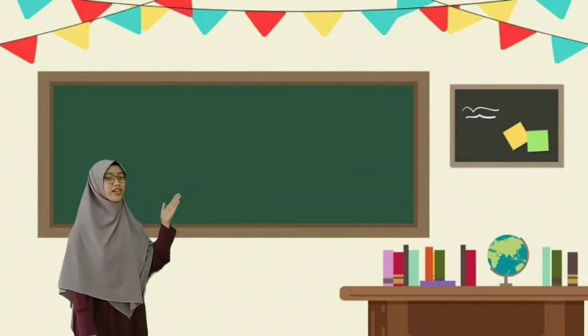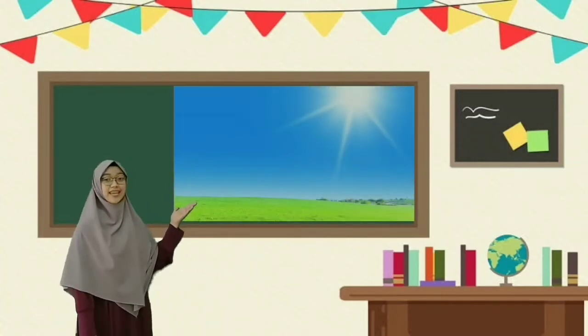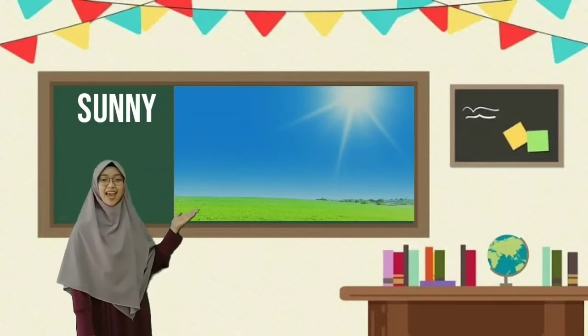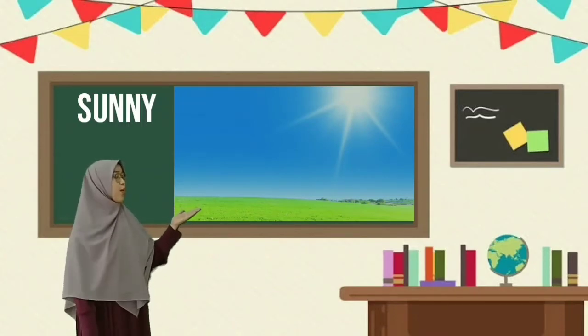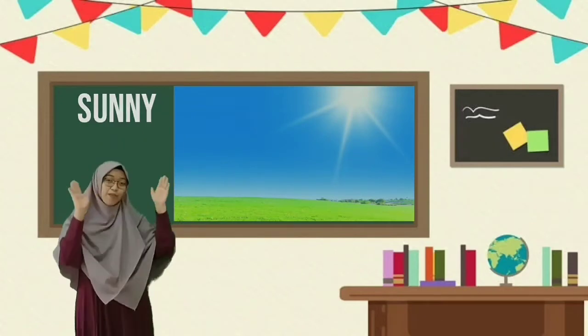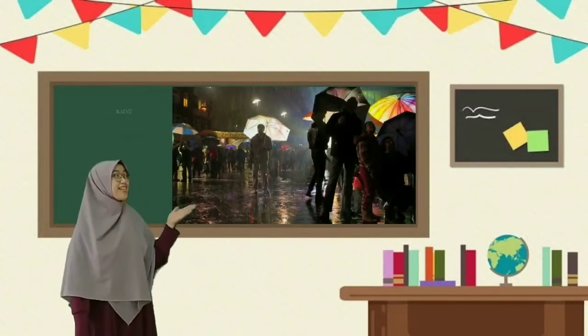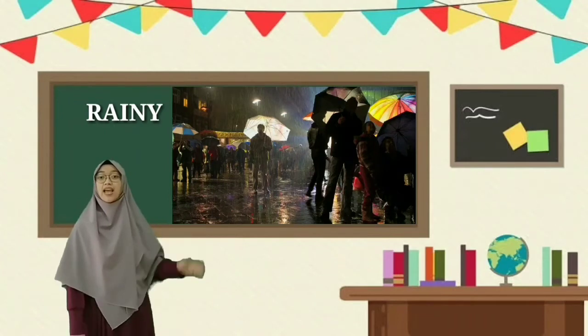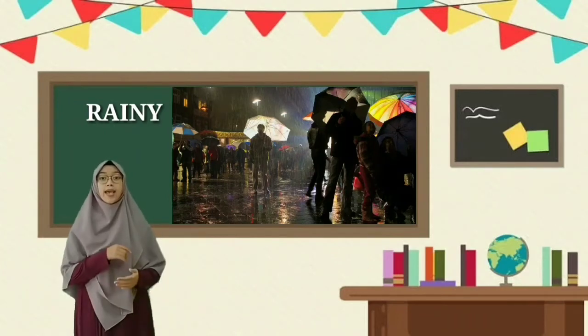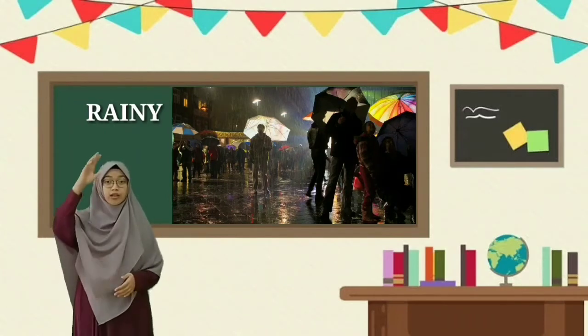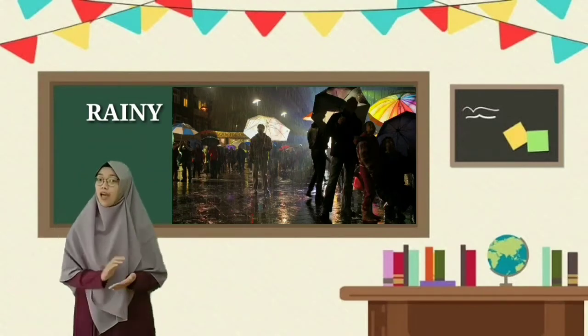Let's see the picture. It is sunny. Yes, sunny is when the sun is shining brightly. It is cloudy. Cloudy day is when the sun is hiding behind the clouds. It is rainy. Yes, rainy day is when the water falls down from the sky, from the clouds.